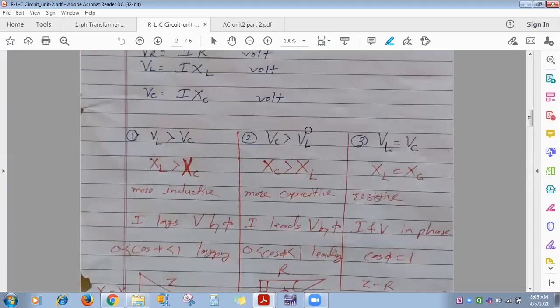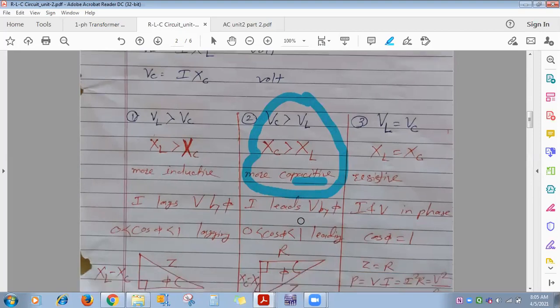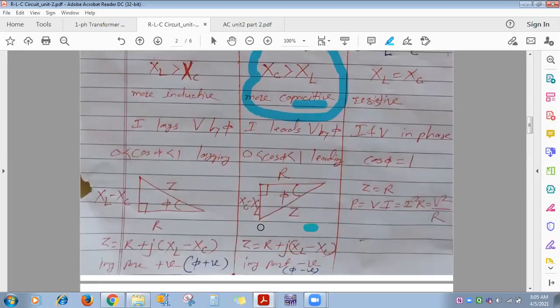Now there is the possibility that VC is greater, then XC will be greater, and the circuit is said to be more capacitive. More capacitive means what? Current leads voltage. So cos phi also you will get between 0 and 1, and phi will be between 0 and 90 degrees. Again, the formula of impedance is different, but here, same as series RC, the imaginary part is negative and phi will be negative.